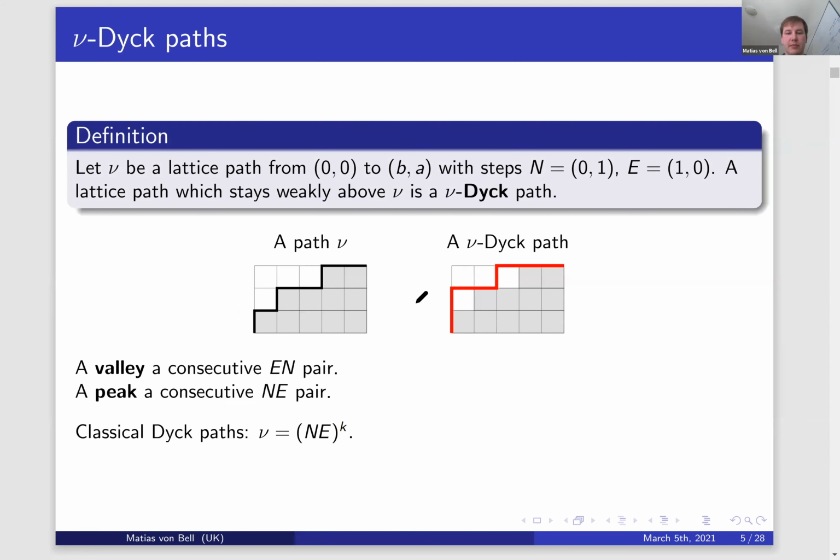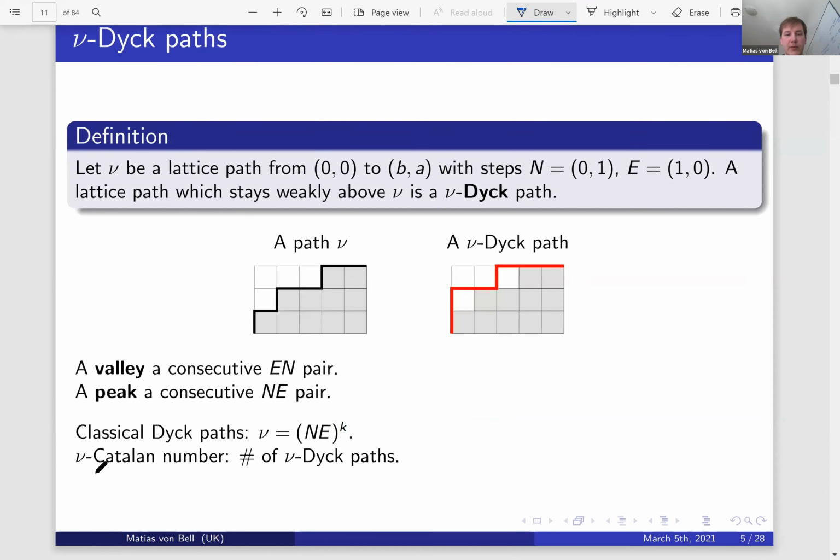And so just to point out the generalization here, when nu is a staircase lattice path in a square kind of grid like this, then you obtain the classical Dyck paths that stay weakly above this. And we can then define the nu-Catalan number to be the number of nu-Dyck paths, just like the classical Catalan numbers count the classical Dyck paths.